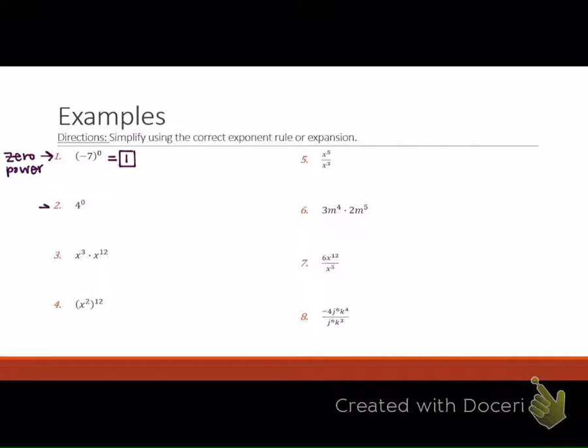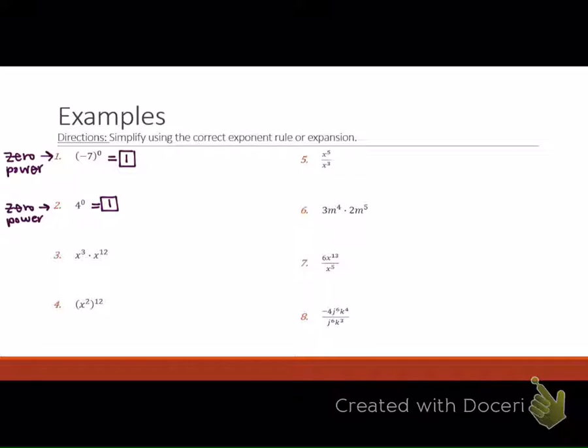Kaylin, what rule is number 2? 0. And what do you know about the 0 power rule, Kaylin? It's not multiplied by 0, it's raised to the 0 power, right? Because anything multiplied by 0 would be 0, right? So anything to the 0 power is 1. There you go. I think you meant that, but it's okay. I want to make sure we're saying things correctly.